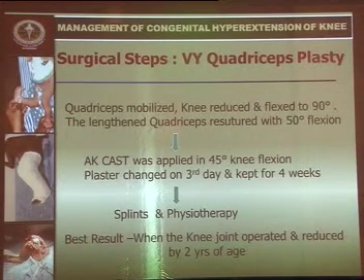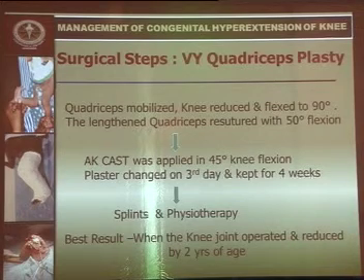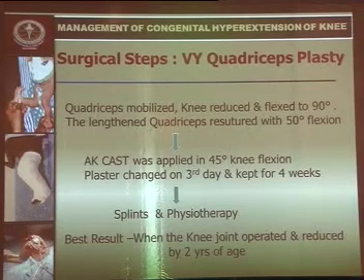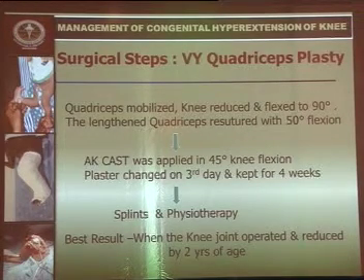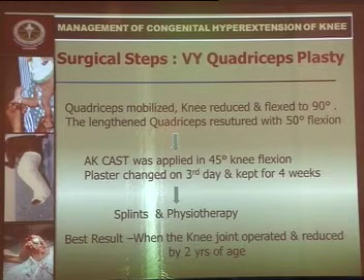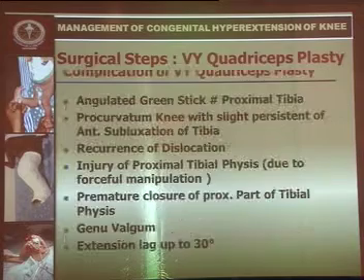So the above-knee plaster was applied in 45 degrees of knee flexion, not 90 degrees; 45 to 60 degrees you have to apply. Plaster change on the third day and kept for 4 weeks. Slings and physiotherapy are given once. After 1 month you remove the plaster. Without any delay you start the physiotherapy or you land up in stiffness. Best result is when the knee joint is operated and reduced by the age of 2 years.